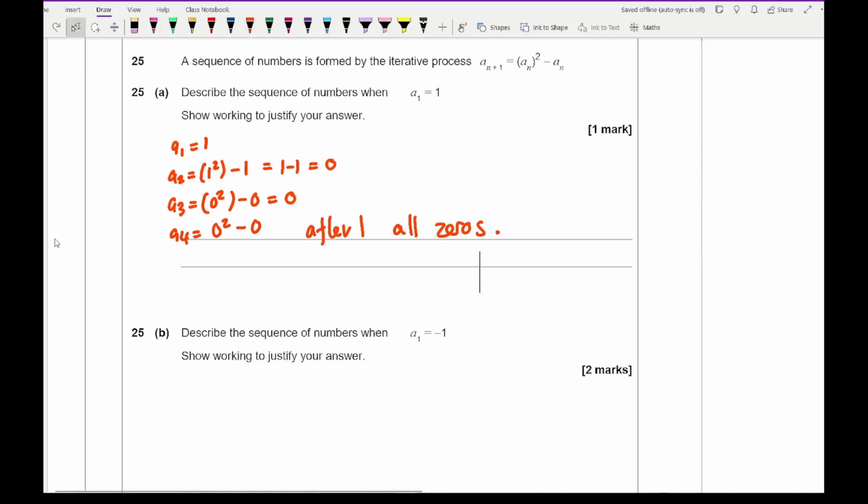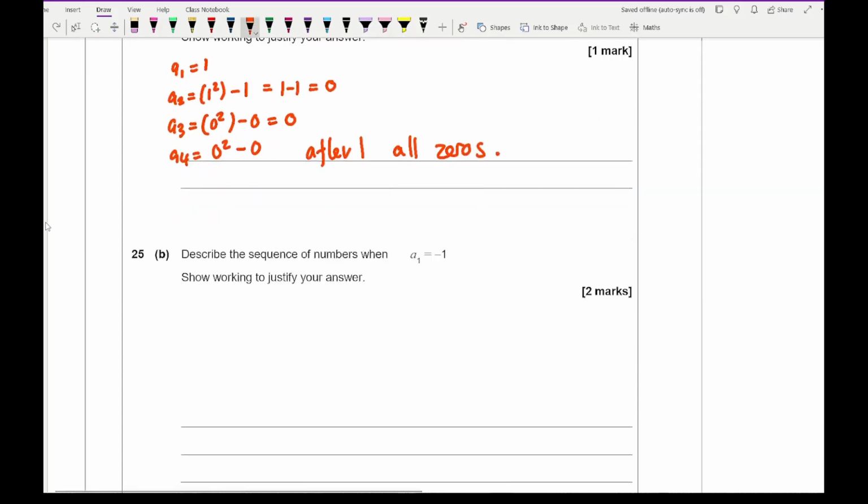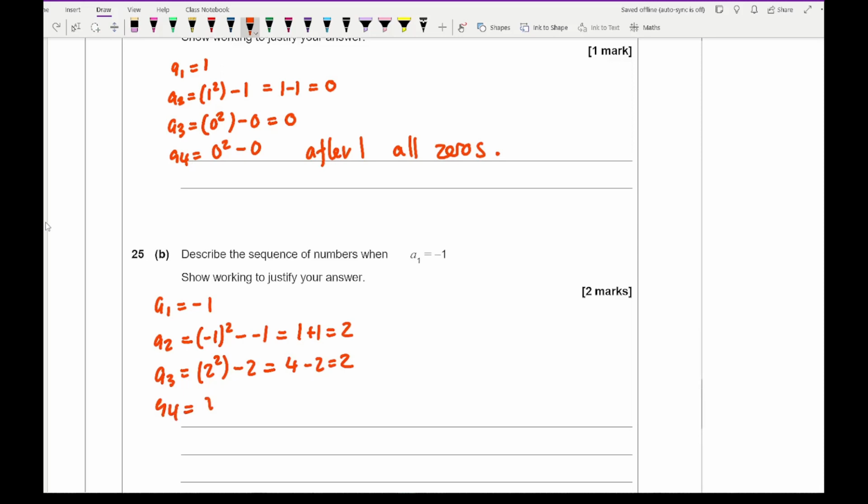Then for question 25, it says describe the sequence when a1 is minus 1. So if a1 is minus 1, then a2 is going to be minus 1 squared minus minus 1, which is 1 plus 1, which is 2. A3 is going to be 2 squared minus 2, which then is 4 take away 2, which is 2. Then A4 is going to be 2 squared minus 2, which is 4 take away 2, which is 2. So basically, after minus 1, it's always 2.